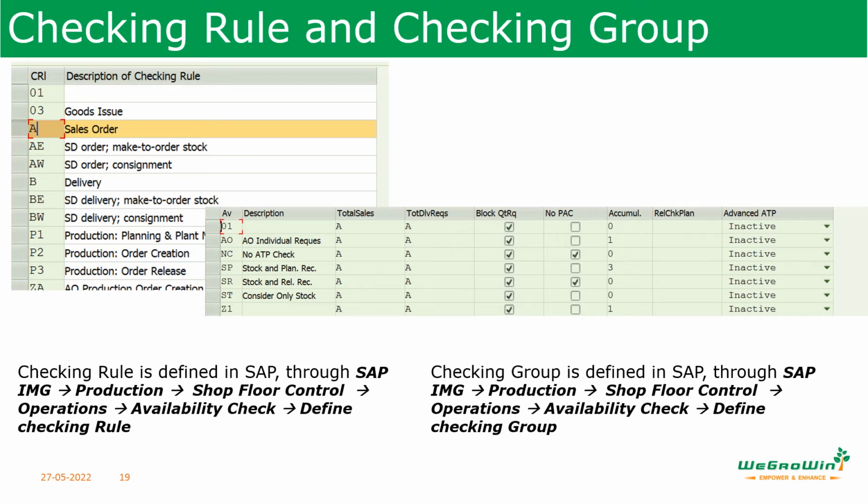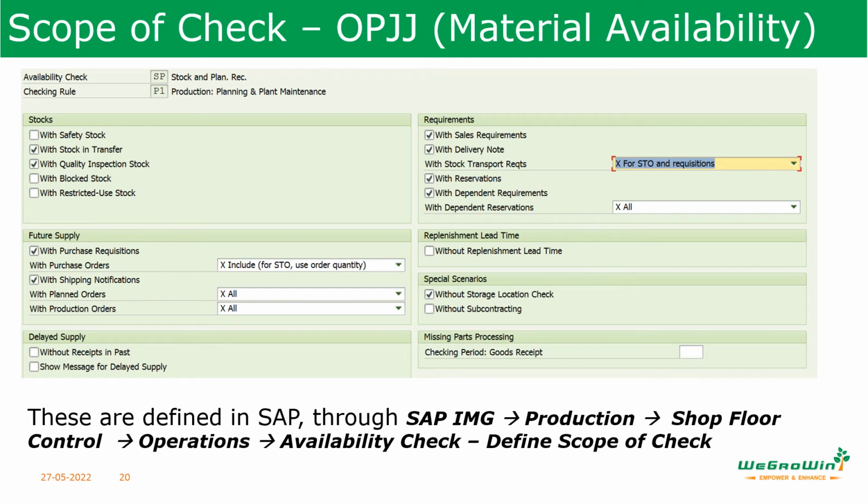Now you can see that checking group is assigned in the MRP3 view of material master, the field of availability check, right? So checking rule and checking group are combined to create scope of check. That is done through the menu path shown here or transaction OPJJ. Finally, these are the settings which help to define how the availability check has to be carried out.